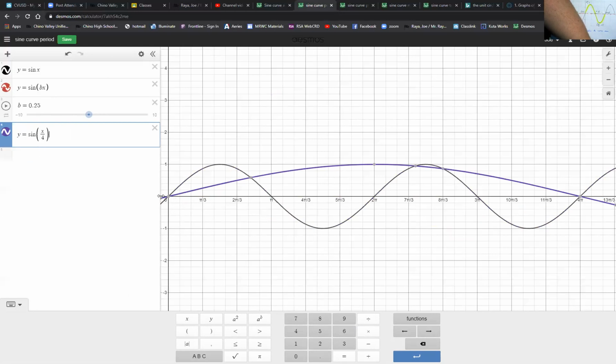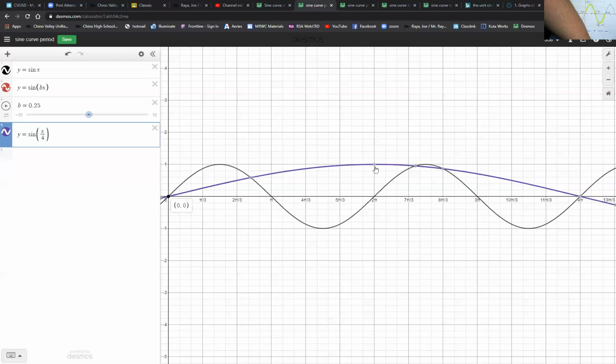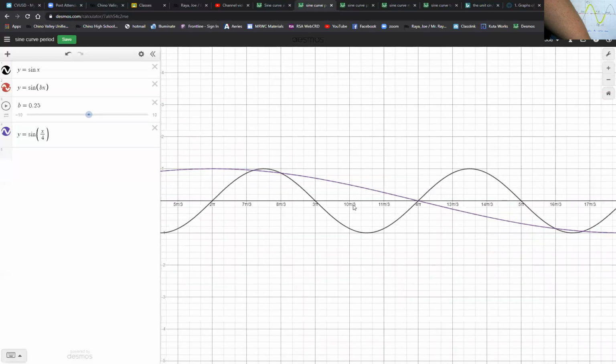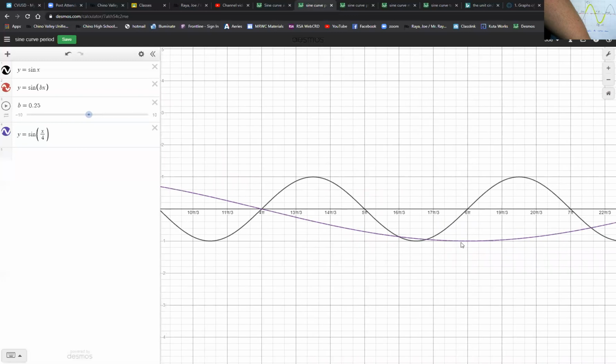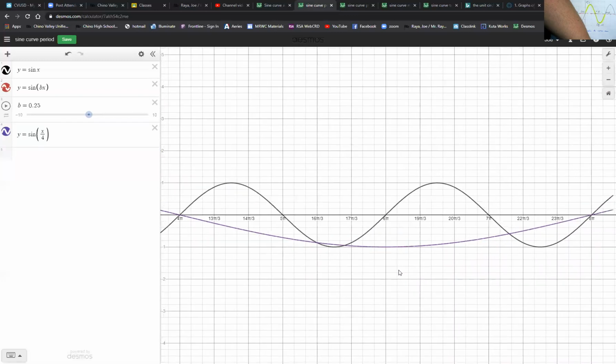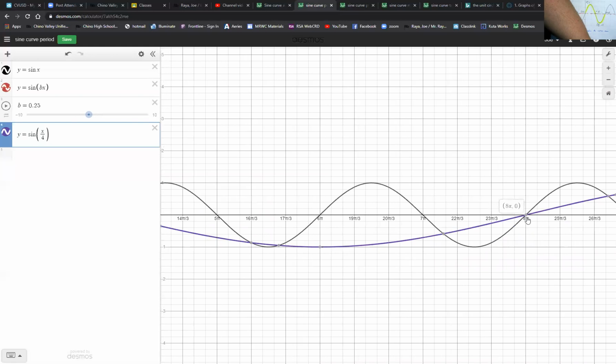Let's take a look. 0, 2 pi, 4 pi is back to 0. The minimum is here at 6 pi, and there it is at 8 pi. Now it starts to do the full cycle again.